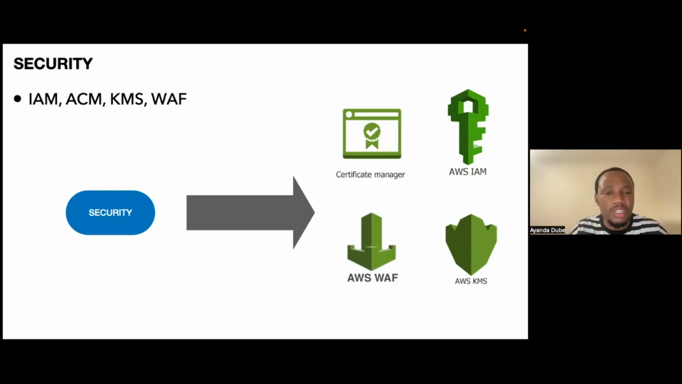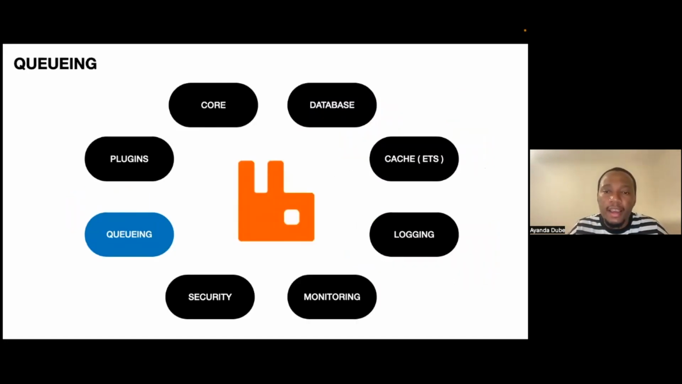That's the key management service, and then you can use the WAF service as well for application firewalls, web application firewalls, to prevent things like cross-site scripting and all such attacks. So these are things that you can use, which AWS already provides you with. Okay, and then the queuing subsystem.